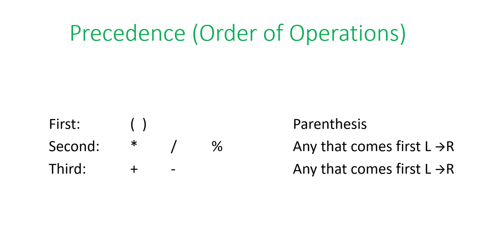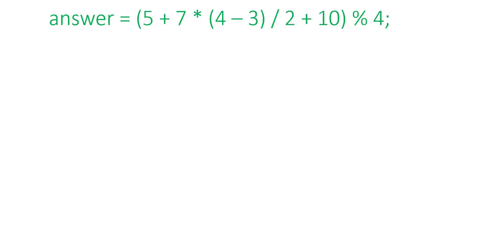Second thing you look for is multiplication, division, or modulus. Any one of those three that comes first, reading the equation from left to right. Last is addition and subtraction. Anything that comes first, left to right. So let's take a look at an example. What would be the answer to this equation?